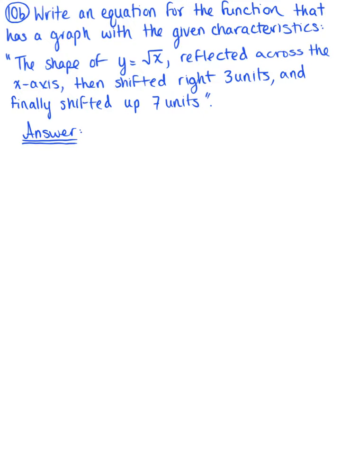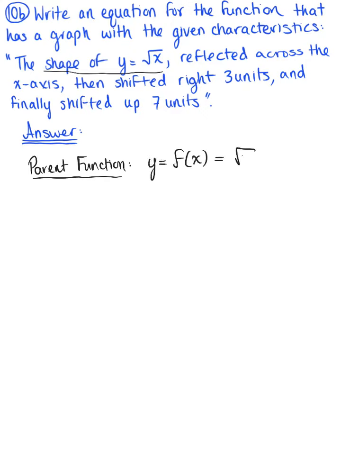So again, the order in which you describe and list your transformations is important. So our starting point, our parent function, our basic graph, is the square root of x. So our parent function is y, or f of x, is equal to the square root of x.